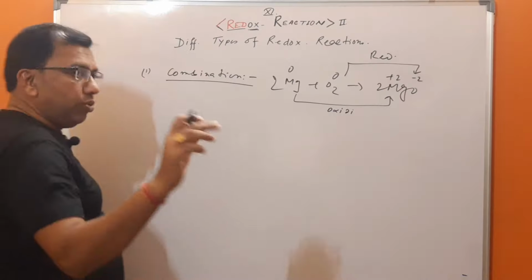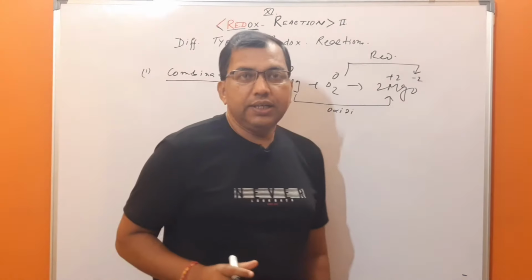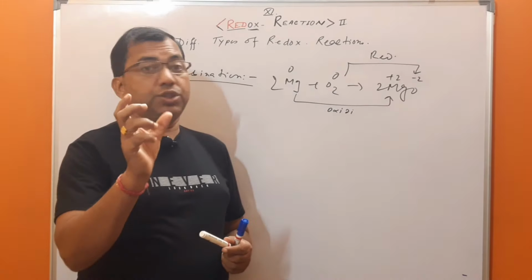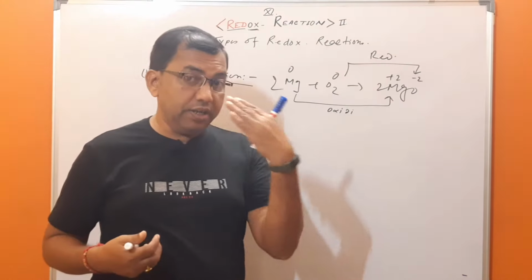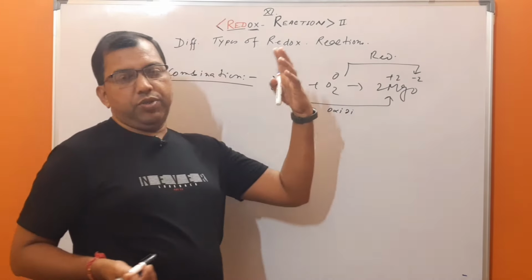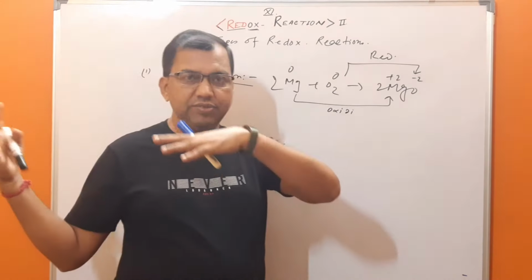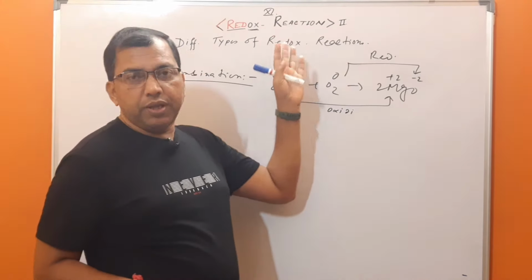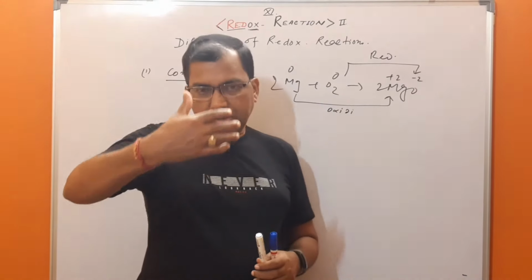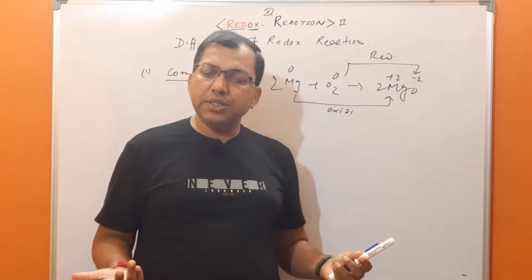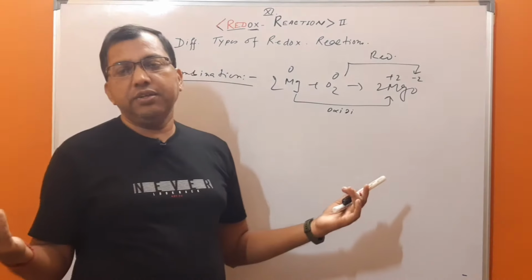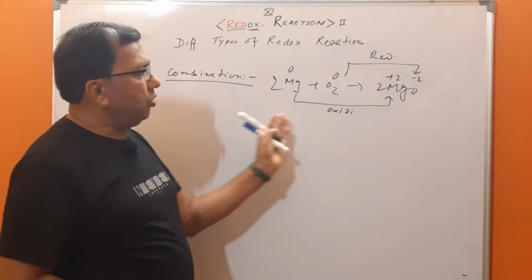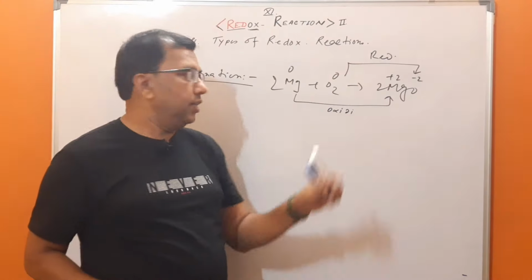I have to tell you one thing. In terms of oxidation number, you have to give the definition of oxidation and reduction. In yesterday's classes I gave you the definition as addition of oxygen, loss of electron, gain of electron. But in terms of oxidation number, an increase in oxidation number is oxidation, and a decrease in oxidation number is reduction. You must remember it in the concept of oxidation number. So it is a redox reaction.